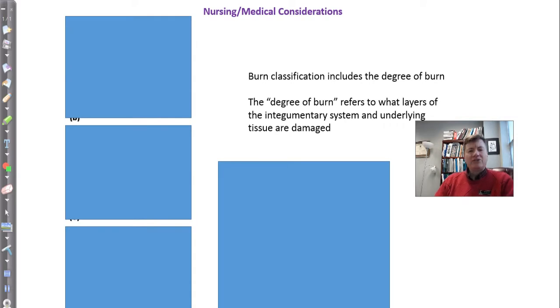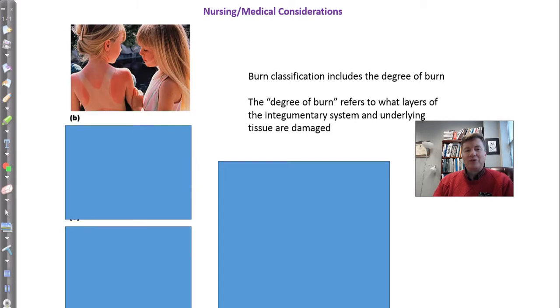But understand that burns are caused by more than just heat. Heat is the one we most associate with burns, but you can also have chemical burns and radiation burns and even friction burns. So a number of things can actually damage the integumentary tissue and can even potentially damage the underlying tissue as well. One of the ways we classify burns, though, is on the depth of the burn, how much of the tissue got damaged.